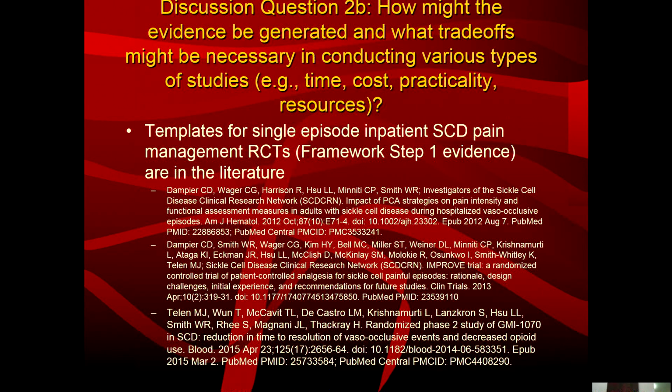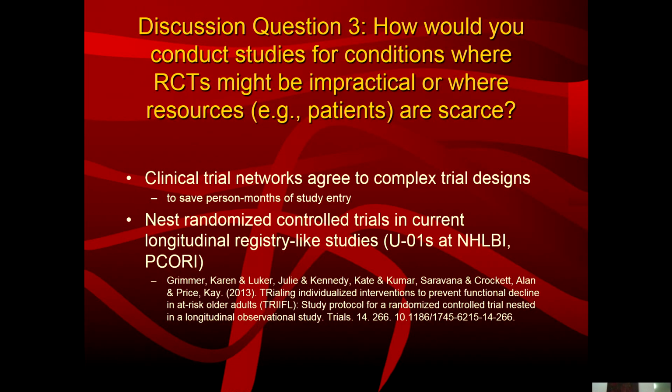How might the evidence be generated if one were going to do inpatient randomized controlled trials for single vaso-occlusive episodes? This is a list of 2 or 3 good studies that use the template that I would recommend. How would you conduct studies for conditions where the randomized controlled trials are impractical? And it gets muddy here because it's a rare disease, hard to find these patients, hard to get them to say yes, they're not trusting, they're stigmatized.